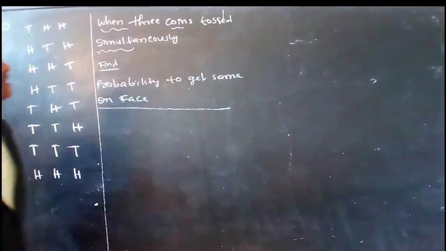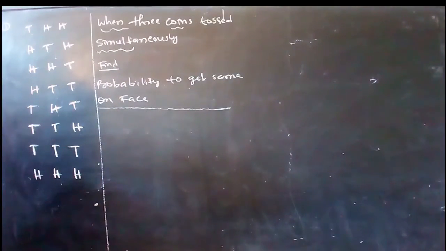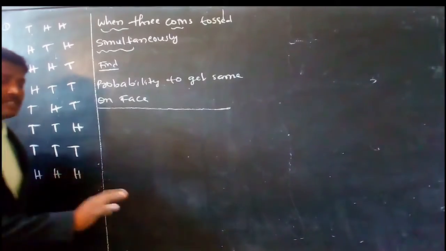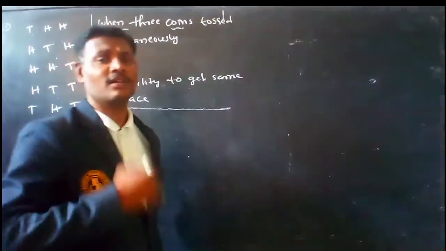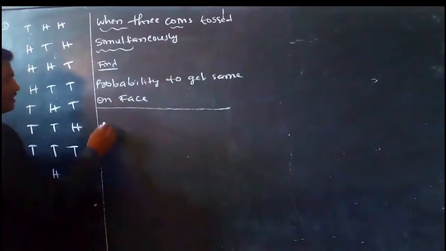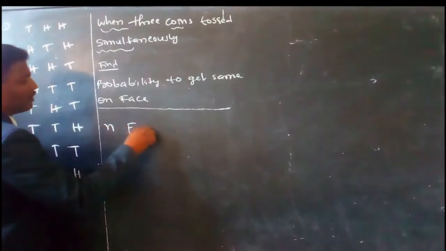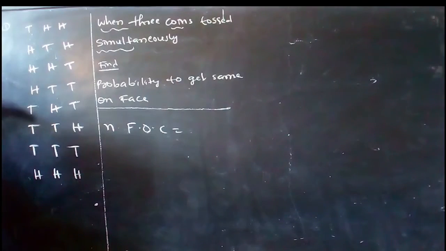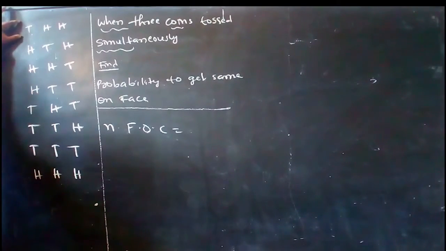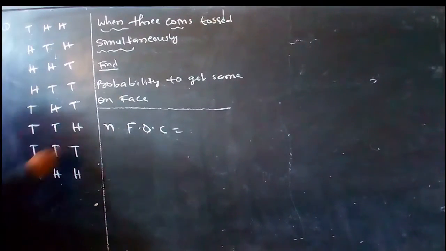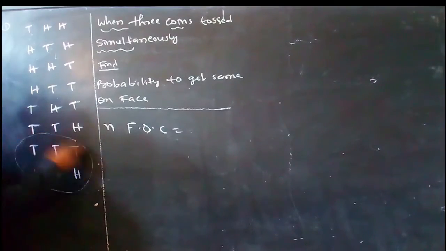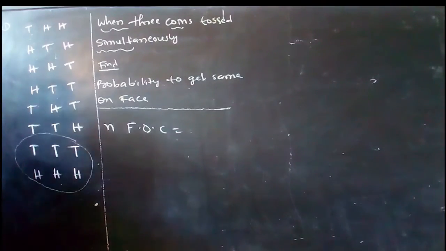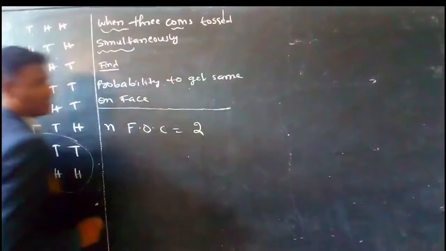When 3 coins are tossed simultaneously, find the probability to get the same on the face. Same on the face means all 3 tails or all 3 heads. Number of favorable outcomes: there are 8 possible outcomes, and from those I need the same. So these 2 conditions satisfy the given condition. So N of E is equal to only 2 possibilities.